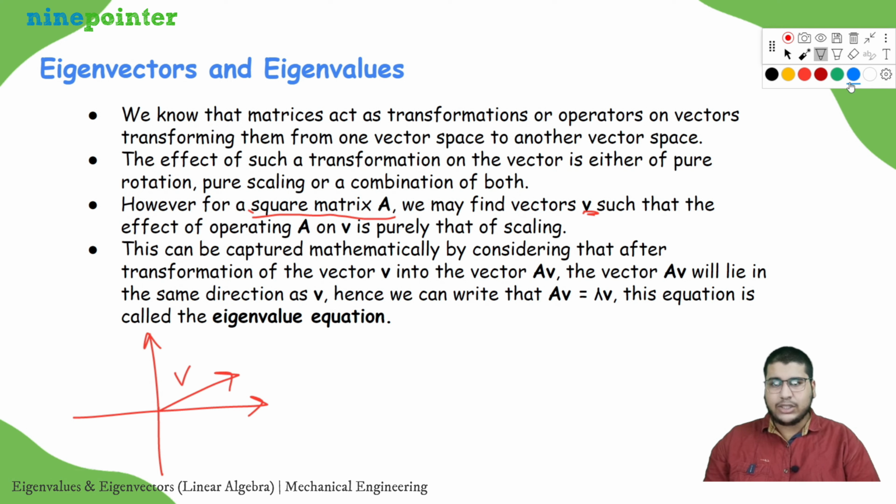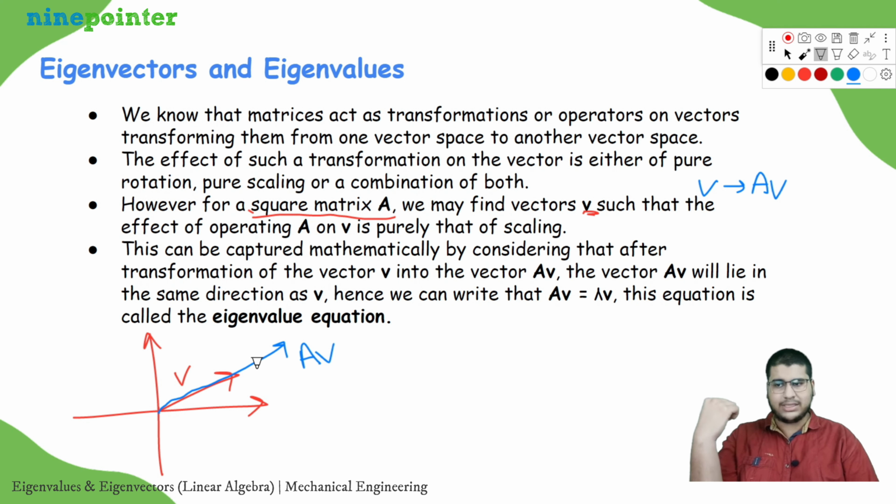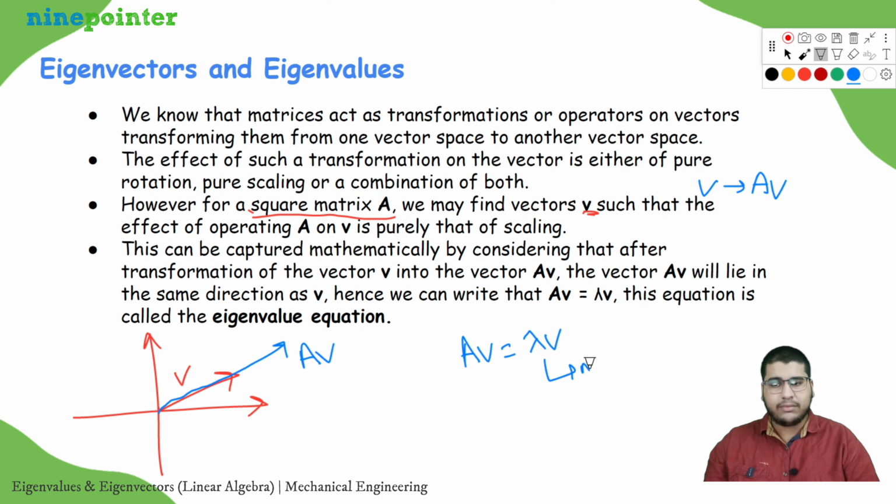So to capture it geometrically, if this is your 2D plane and this is your vector V, when A acts on V, it gets transformed into a vector AV. All right. So we're looking for vectors V such that when A acts on them, the resulting vector AV is along the same direction as V. It may even be in the reverse direction. So we can write that AV will be some constant times V. This constant may be negative.